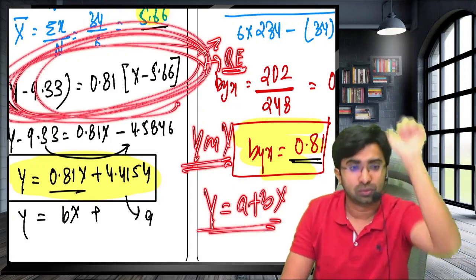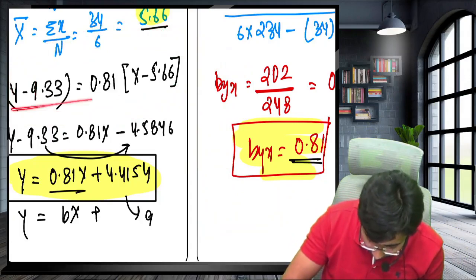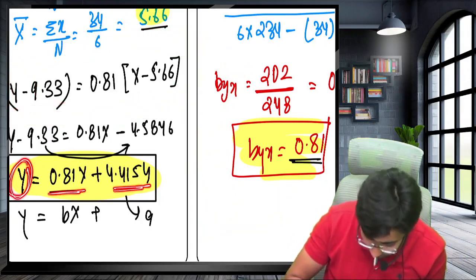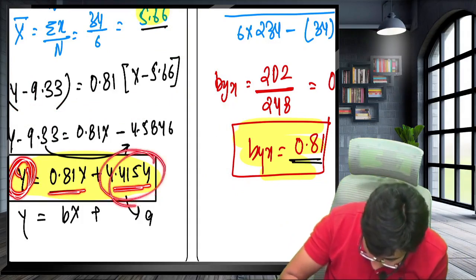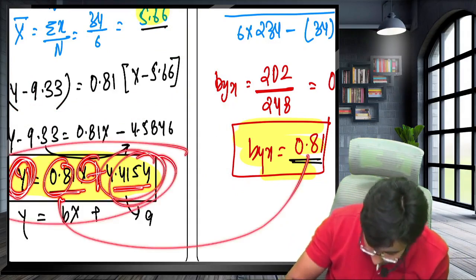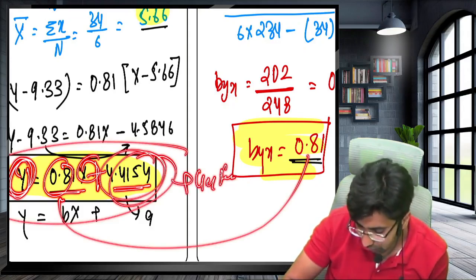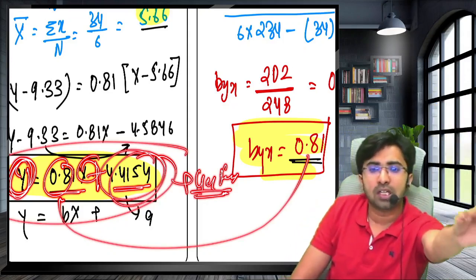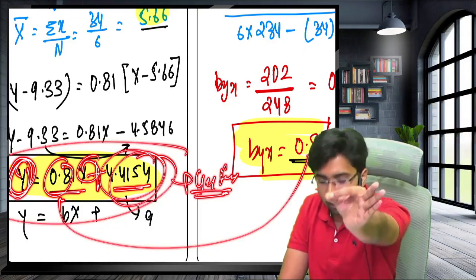The answer is no. That's why, guys, I open the bracket and I make y on one side and send the remaining to the other side. Now see, this y is equal to a plus, here this is bx. Now this is my general form. So whenever you are making the regression equation, always present your regression equation in the general form.